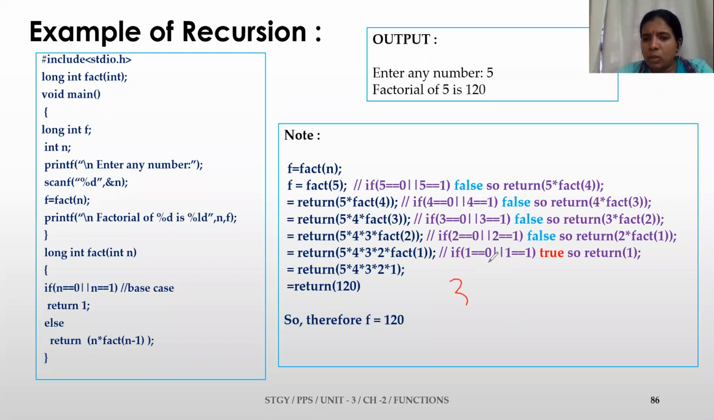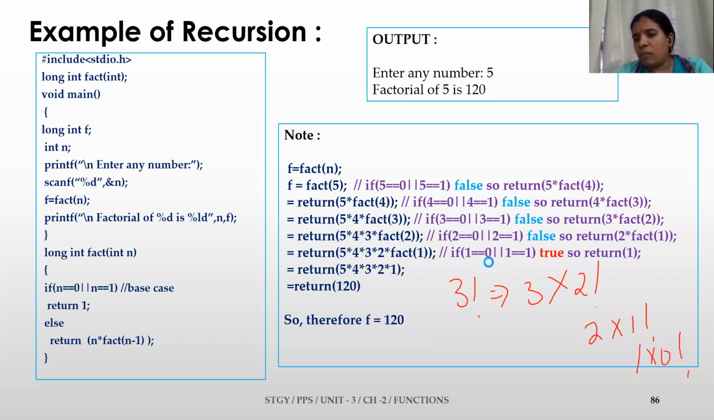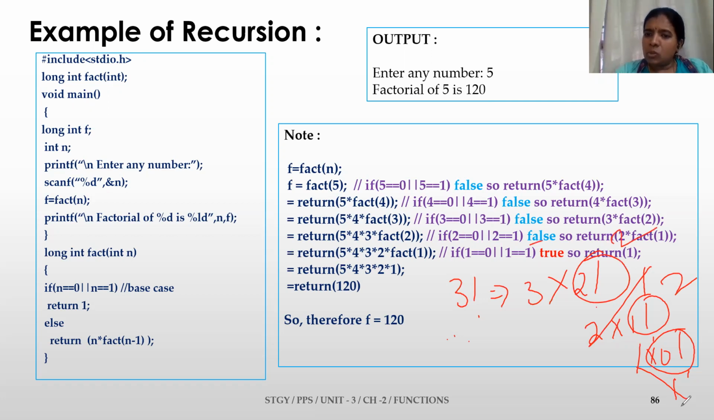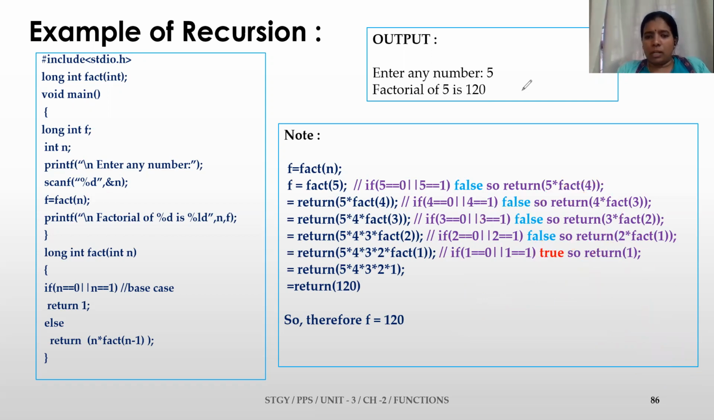If someone is asking me to write 3 factorial, we'll write it as 3 into 2 factorial. We can also write 2 factorial as 2 into 1 factorial. We can also write 1 factorial as 1 into 0 factorial. What is 0 factorial? We know that the answer for 0 factorial is 1. So 1 into 1 is 1. Now here the answer comes 1. 2 into 1 is 2. So here the answer is 2. 2 into 3 is 6. So finally, the answer for 3 factorial is 6.